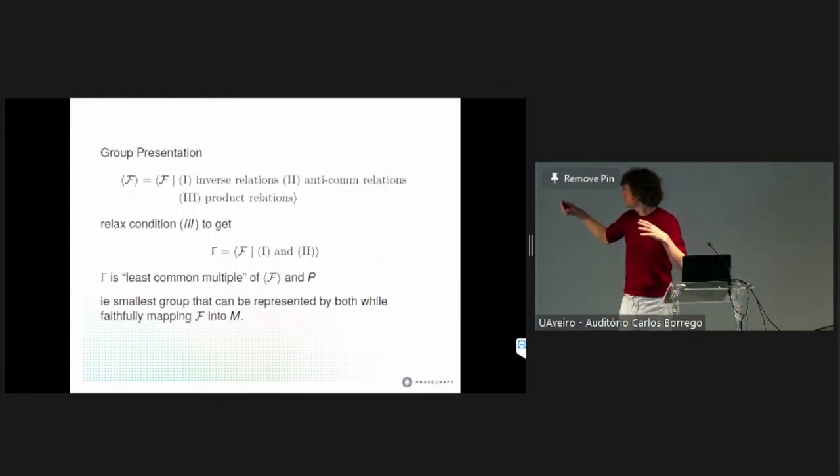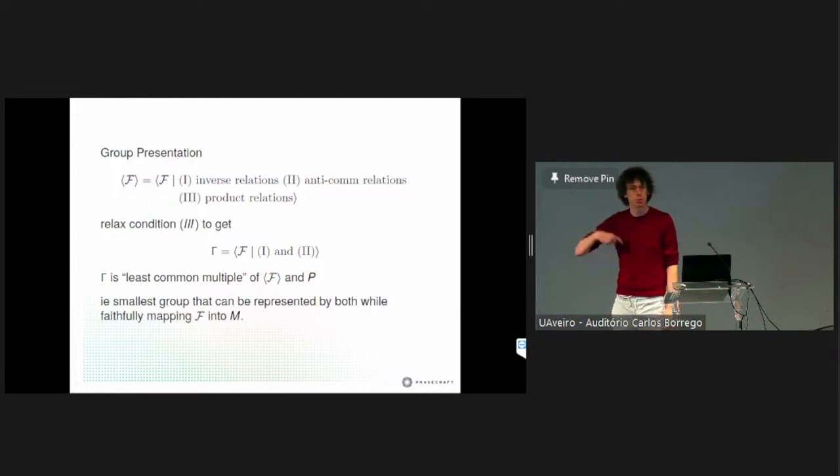Okay, so before I continue, I just need to introduce this idea of a group presentation. You have your privileged elements, and just think of them as symbols, not as Majorana operators. They're symbols, and you're creating words out of these symbols. You have the free group of these symbols, and then you decorate that free group with some relations, right? Inverse relations, anti-commutation relations, product relations.